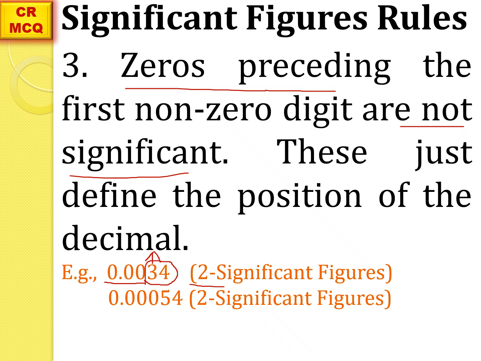In the next example, this 0.000, all these are the preceding zeros which are written before the first non-zero digit. So these four zeros are not significant. So significant figures are only these two non-zero digits. So overall in this example there are two significant figures.